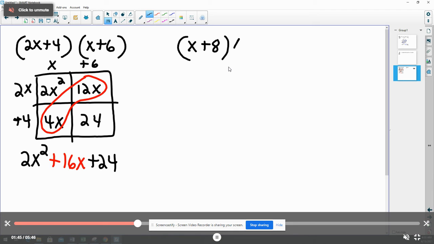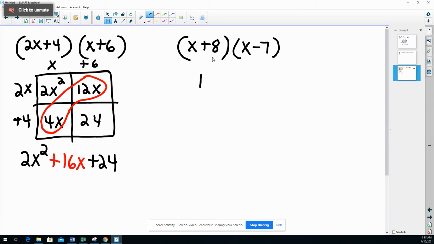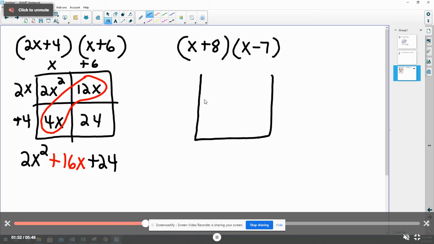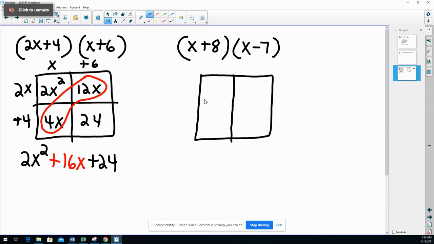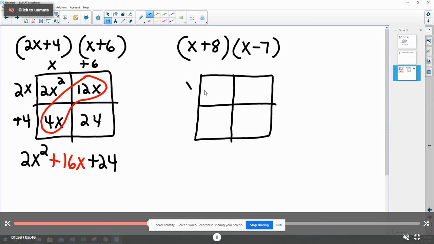All right, let's take a look at another example. X plus 8 times x minus 7. So we have x and positive 8, x and negative 7. Again, you could have these flipped, it doesn't matter. We have x times x is x squared. X times negative 7 is negative 7x. X times 8 is 8x. And 8 times negative 7 is negative 56.